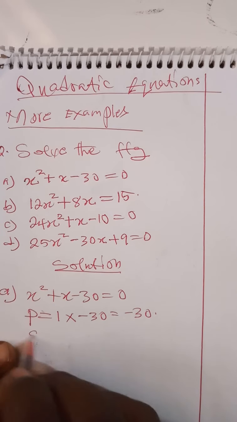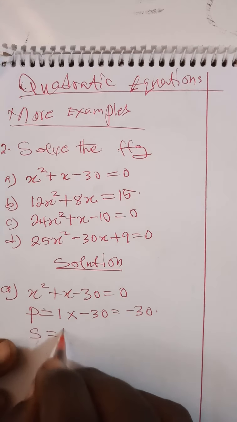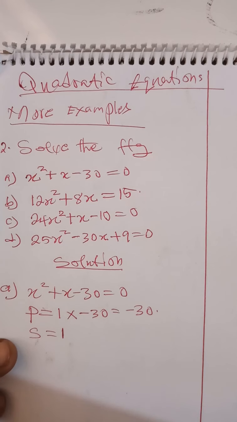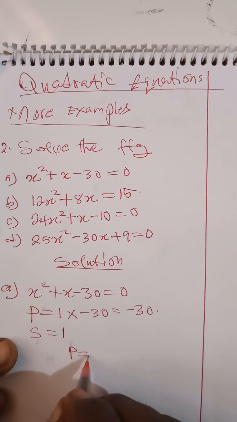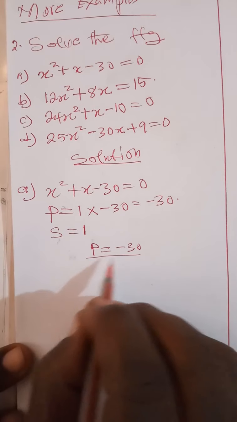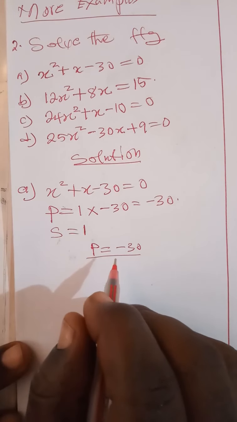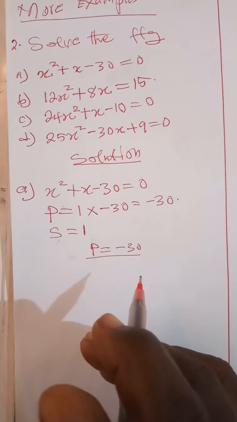The sum I'm dealing with here is the coefficient of x. And what is the coefficient of x here? It is 1. So the sum is 1, the product is minus 30. Okay, I get my possibilities. My possibilities are drawn once again from the product, right? Now we can get them. All the factors of 30: 1, 2, 3, 5, 6, 15, and 30.